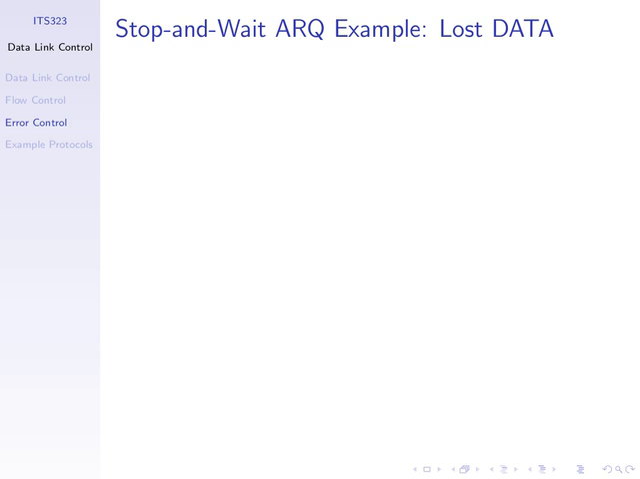The same frame with the same sequence number. This frame was the first piece of data, data one. The second frame transmitted was data two. This is a retransmission of the second frame. It's identical to this. Contains the same data as this one. Same sequence number. This time we're lucky. The frame gets to the other side.